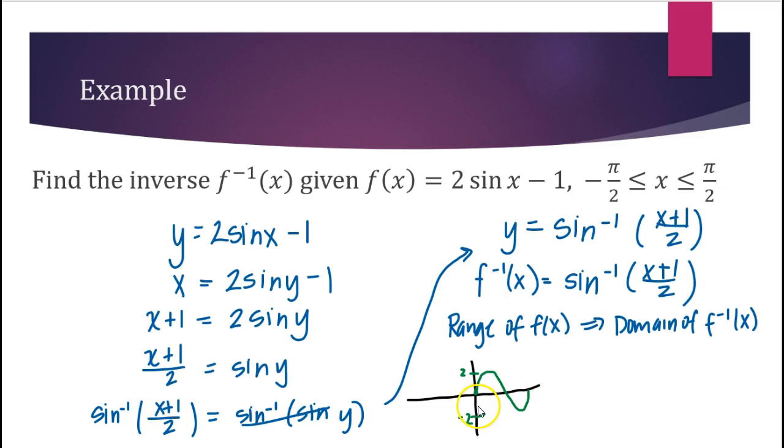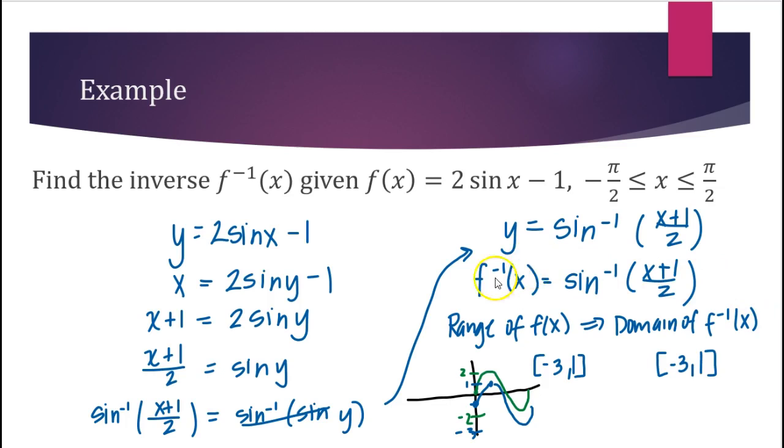So that means that I'm going to shift everything down a unit. So this is going to end up being here at -1, so I'm going to go from here up to this point and then down, and this one's going to be down to -3 now. So now my range values extend from -3 to 1. So the range of f is from -3 to 1, which means that's the domain of f inverse.